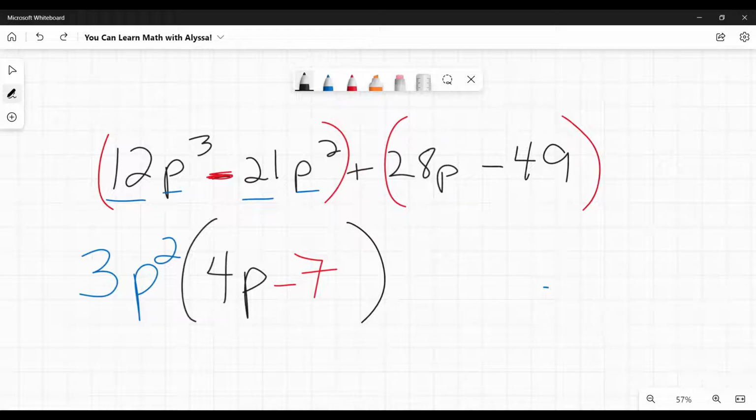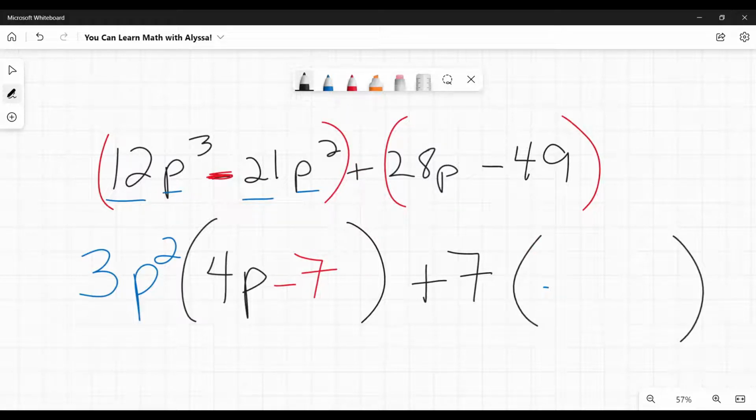Negative 49 is very limited in its factors, so I look at it first. It's 1 times 49 and 7 times 7. Does 49 go into 28? No. Does 7 go into 28? Yes. There's my factor. 7 goes into 28 4 times, and it goes into 49 7 times. So I'm going to pull out a 7 because that's the greatest common factor.